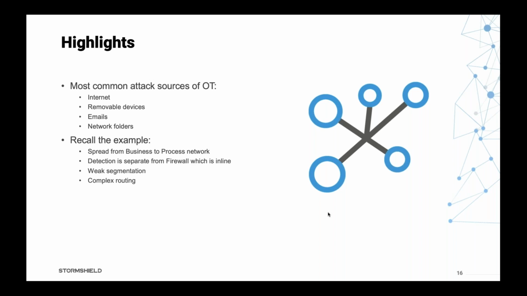We have seen also a weak segmentation, because one attack happened in one place and was able to spread to other areas of the network. And finally, we had an issue that I did not speak about, which is complex routing. It's always important to avoid having complex routing in the OT context, because when you have a problem and you need to shut down the plant in seconds, you have an issue that just happened.